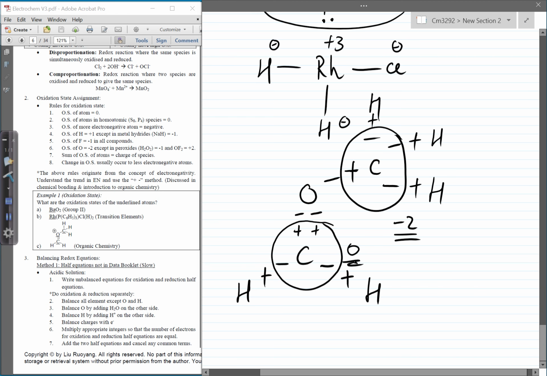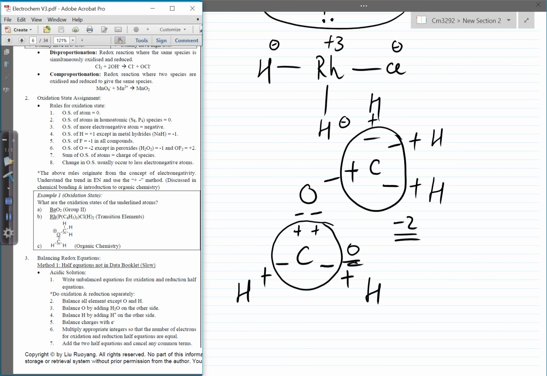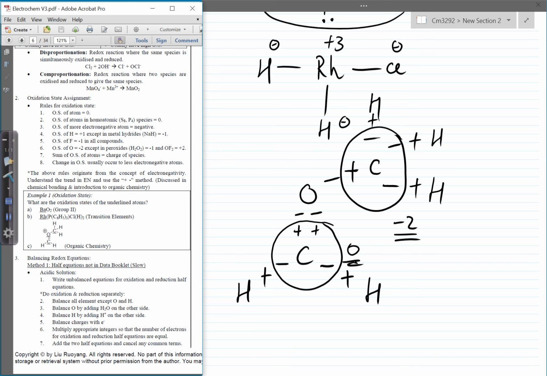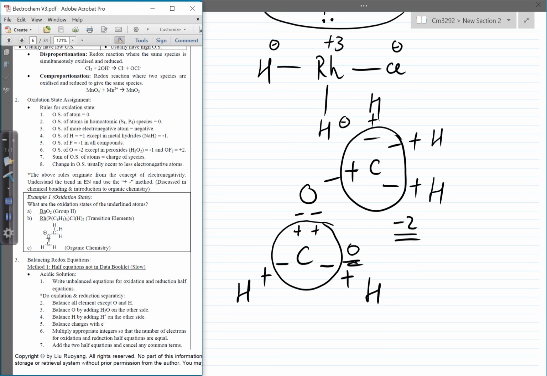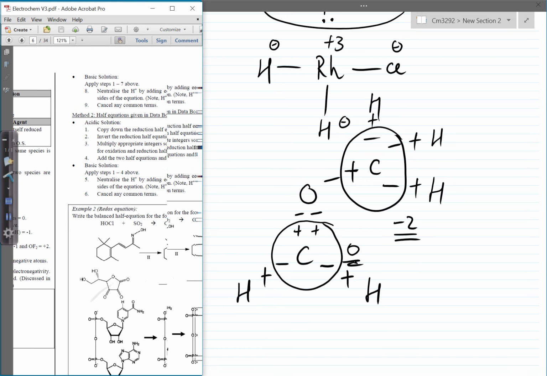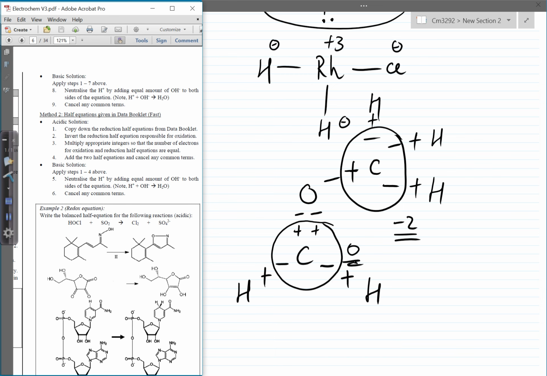So we go through the next part. Balancing redox equations. This one shouldn't have a problem, right? You already learned this in chapter 1. But this is method 1, which is the slow method, and this is for the case whereby the half equation is not in the data booklet. So after you learn electrochem, you know that the data booklet actually contains a lot of stuff, and you can just apply method 2 directly. But don't just learn method 2, they can give you something which is not inside.